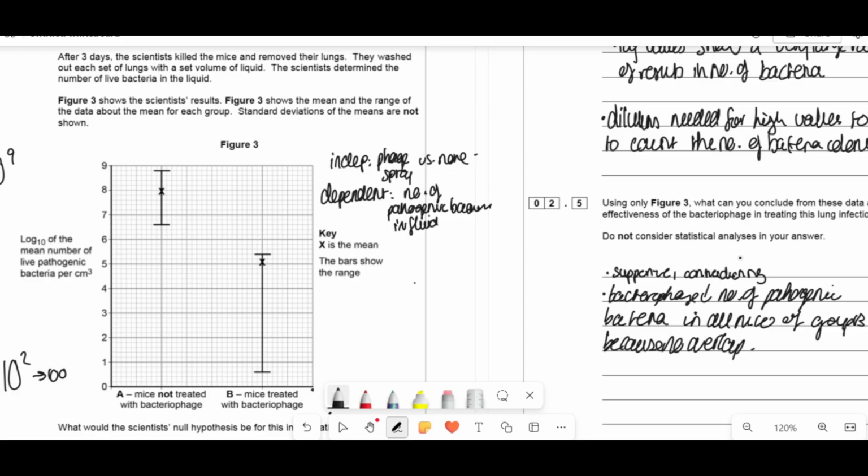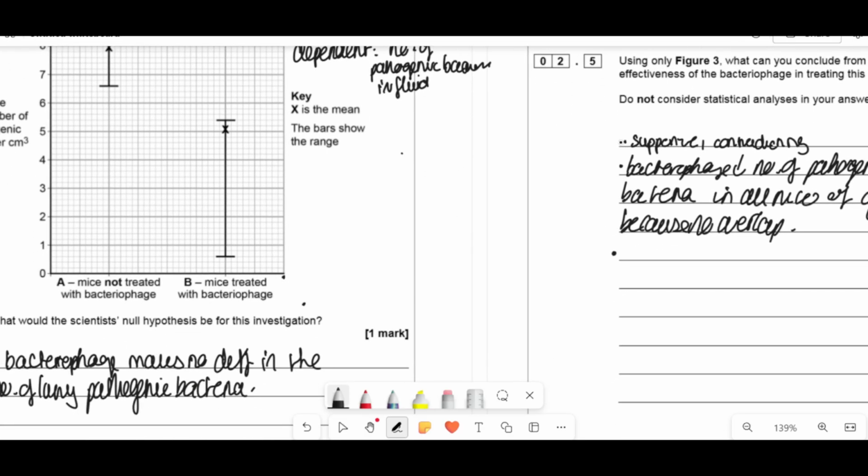However, we're looking for contradictory statements as well. So what are the problems of trying to say, oh, this is reliable as a treatment? Well, it's not gone to zero immediately. That doesn't treat it, doesn't cure it. So it doesn't reduce to zero.